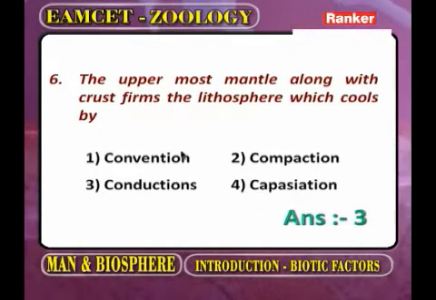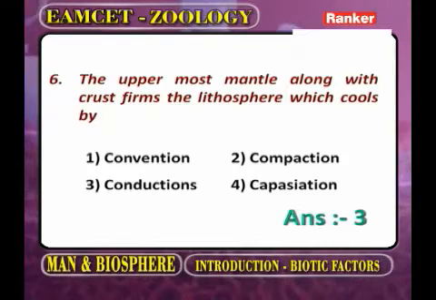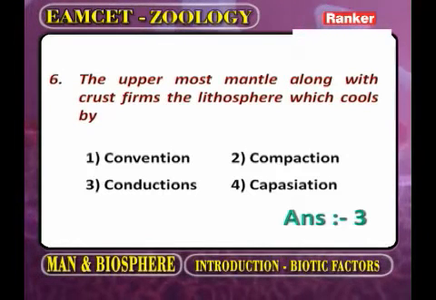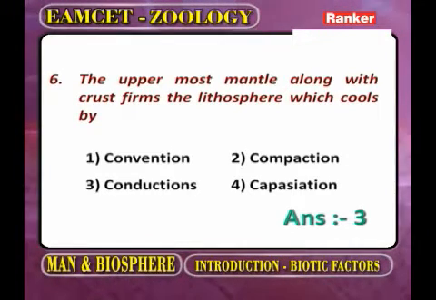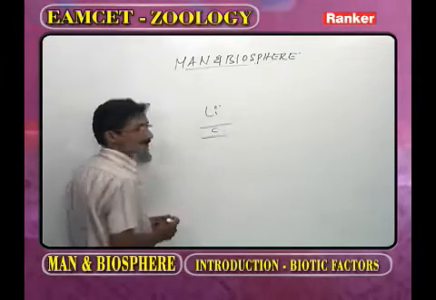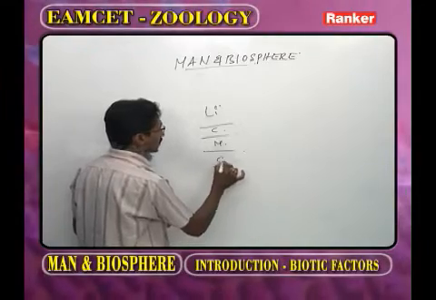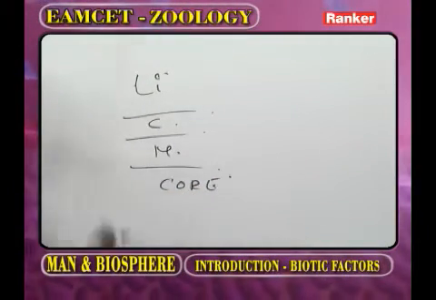The uppermost mantle along with the crust forms the lithosphere which cools by. Now as we observe the physical components of earth, one we call atmosphere, second hydrosphere, third lithosphere. In the lithosphere, the first one we call crust, the second mantle, and the third the core.